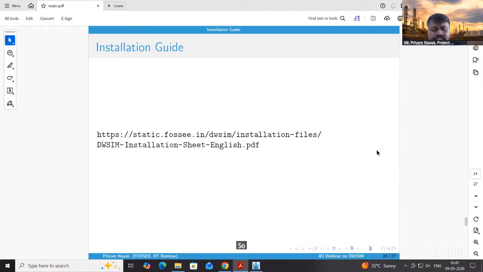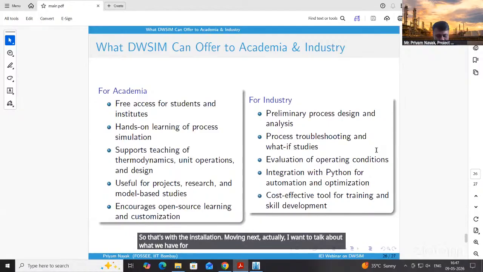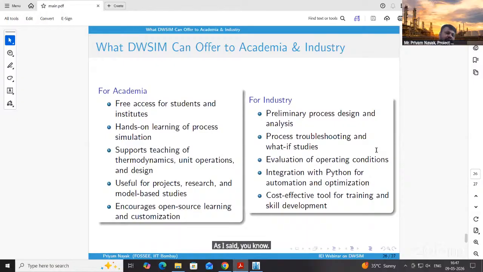So that's with the installation. Moving next, I want to talk about what we have to offer to industry and academia. If both audiences are present here, to begin with academia, as I said, you'll have free access to this software first of all, and it's a very lightweight software.